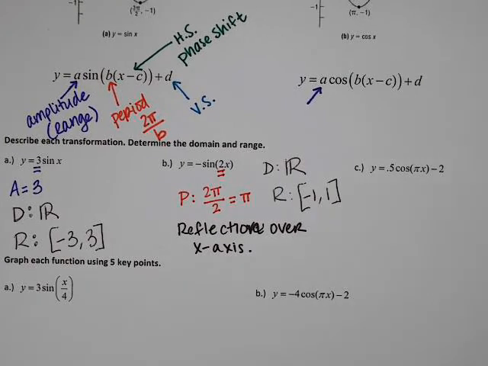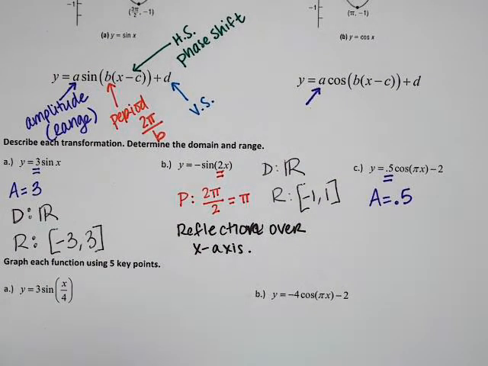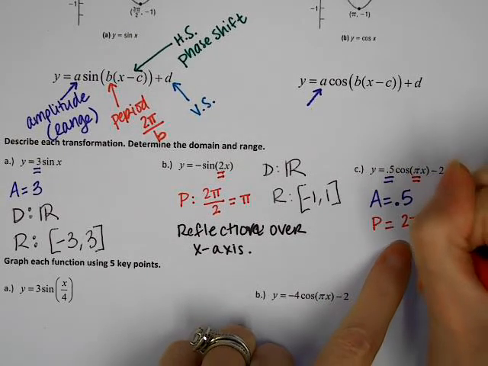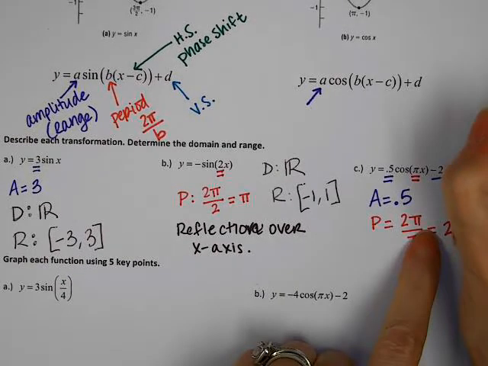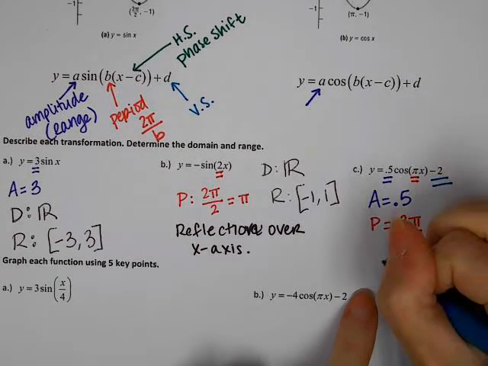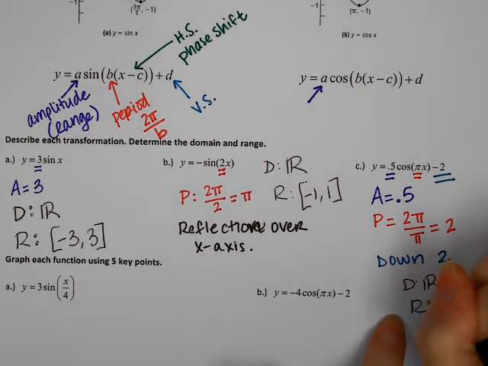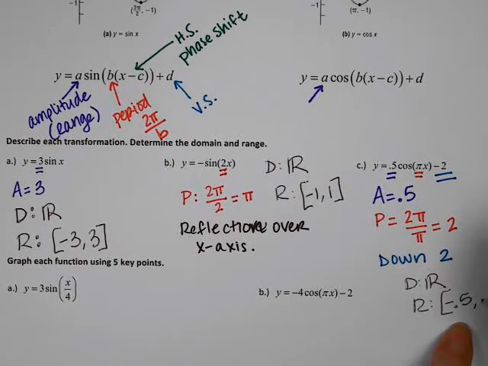Okay, and then C. This one, the amplitude is 0.5, so that's a change. There's also a period change. So the new period is 2 pi divided by pi, which reduces to 2. And there's also a vertical shift because it's on the outside, so we're shifting down 2. All right, and then the domain again is all reals, and the range, if the amplitude is 0.5, then the range is negative 0.5 to positive 0.5.